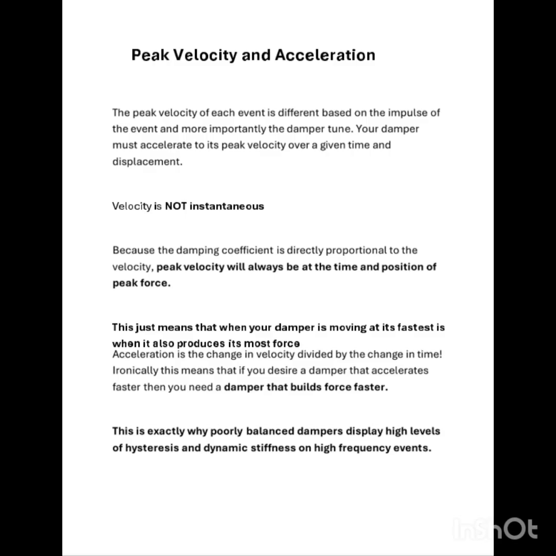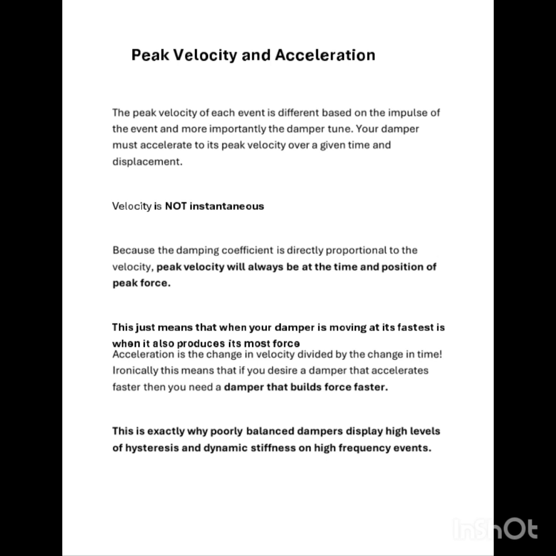Okay, so peak velocity and acceleration. Peak velocity for each event is different based on the impulse of the event and, more importantly, the damper tune. Your damper must accelerate to its peak velocity over a given time and displacement. What's really crucial with this is that peak velocity is not instantaneous. Because the damping coefficient is directly proportional to the velocity, peak velocity will always be at the time and position of peak force. It just means that when your damper is moving at its fastest is when it produces its most force. So that's something you need to really think about.